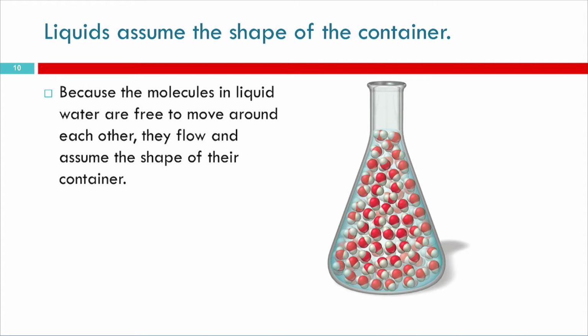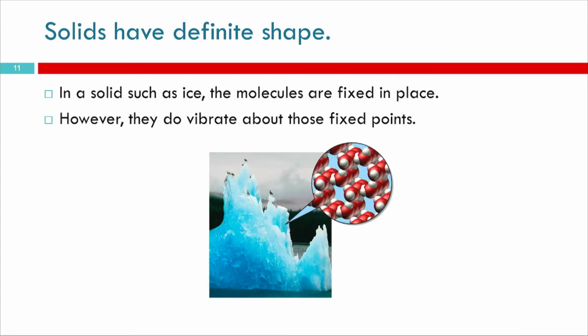Liquids, right? They assume the shape of their container. So if you fill up a beaker with water, they will form to that beaker. In a solid, such as ice, we've now taken our liquid water and frozen it. We've taken that thermal energy out so that the molecules are moving around less. They become fixed in place. They still vibrate at their fixed point, but they don't break out of that fixed point to become liquid.